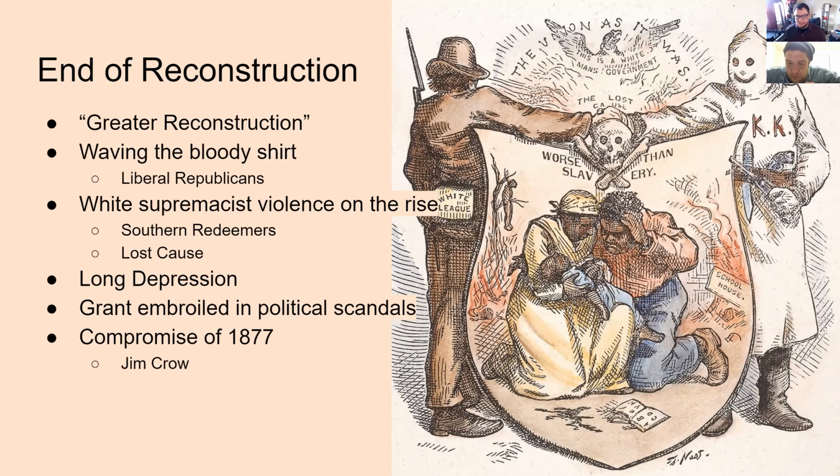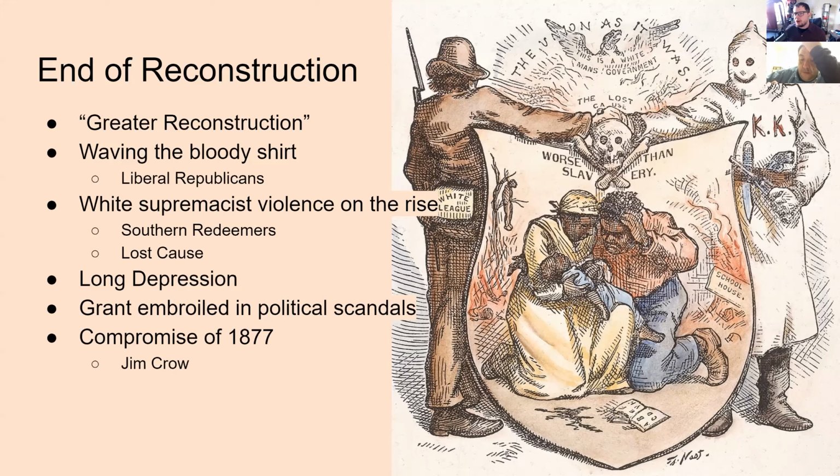So there was also the white supremacist reaction to all of this radicalism. Civil rights was considered radical. And so white supremacists were not just in the South, they were very much in the North as well. And so there were groups that came out to replace the Ku Klux Klan. For instance, there was the White League and the Red Shirts.